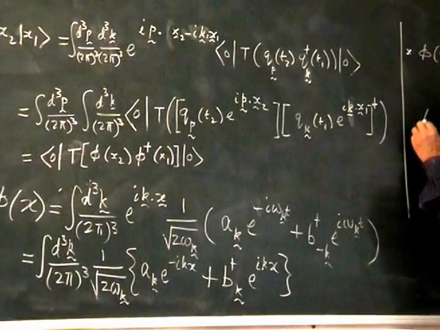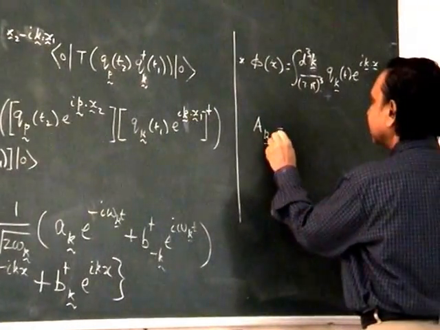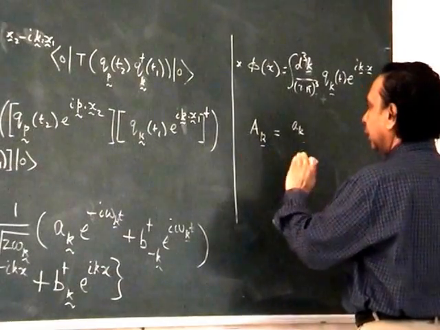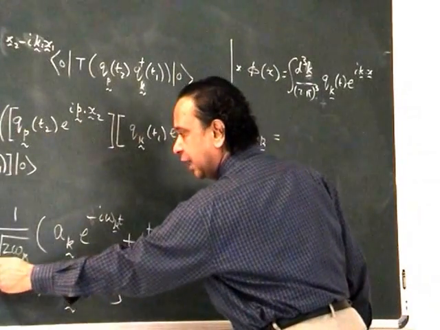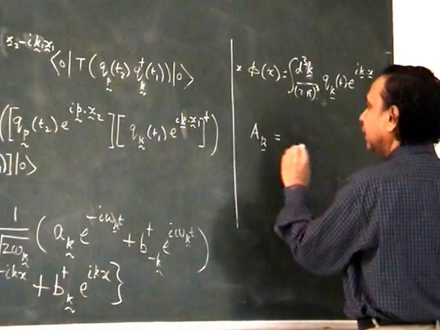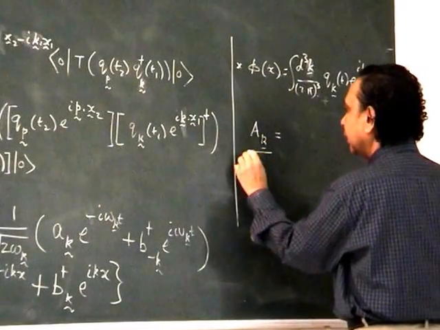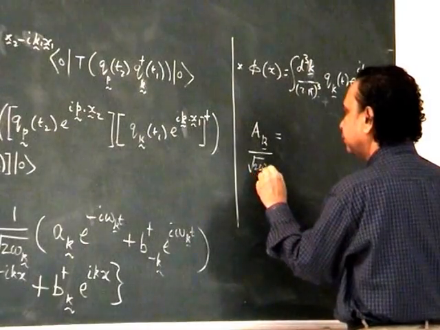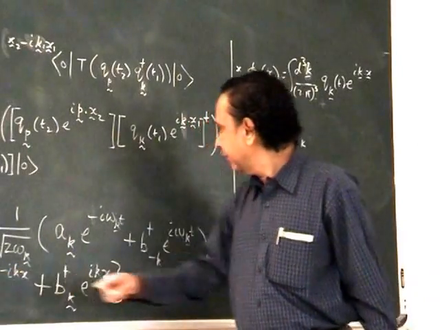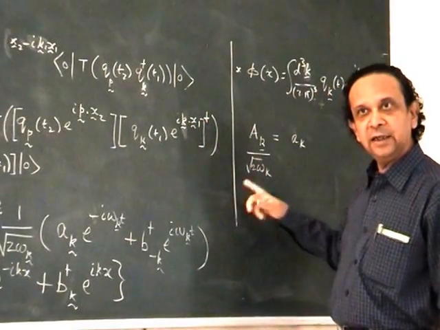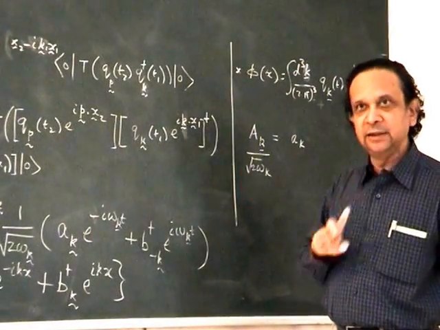Instead of a_k, introduce a set of variables capital A_k. I want to put capital A_k here, which should have this root ω_k. So what I'm going to do is write this capital A_k divided by root 2ω_k to be equal to the lowercase a. So the lowercase a_k I will replace by capital A_k divided by root 2ω_k, so everything will be fine. But why is this required? There is a reason why this is required.